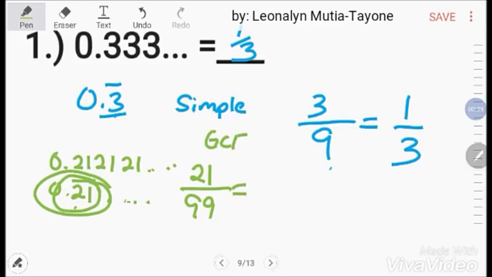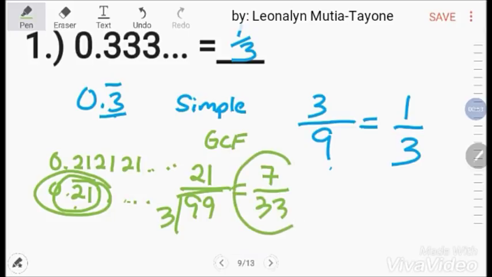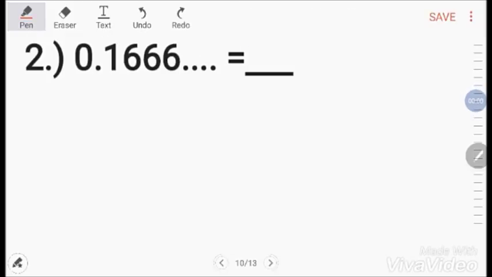Tapos, hanapan mo siya ng greatest common factor, which is 3. So, divided by 3, that is 7. Right? At saka yung divided by 3, that is 33. So, 7 over 33 ang answer dito. Number 2.